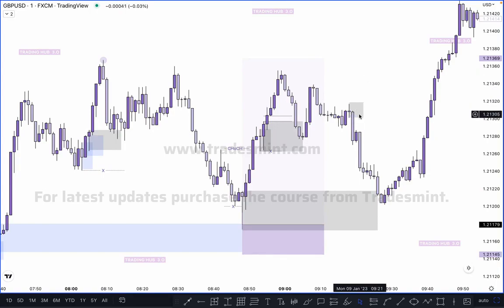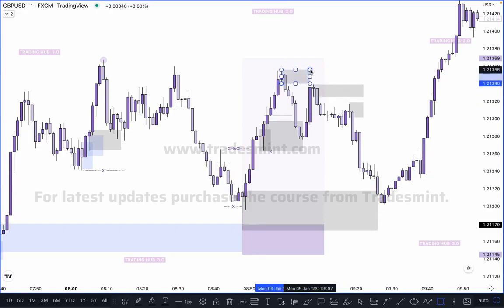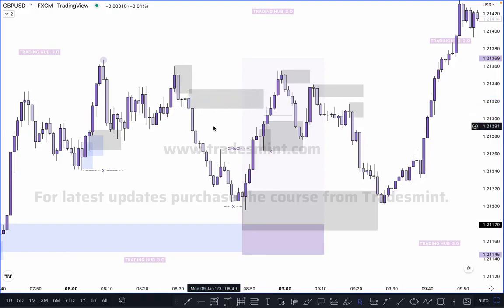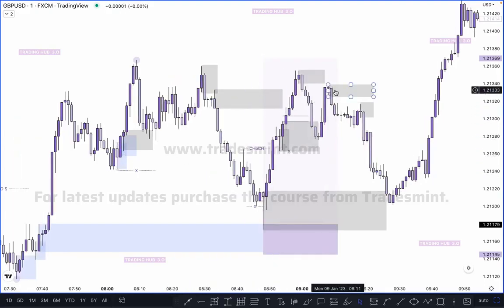This is a trap for smart money traders, and this one is also a trap, and this one is also a trap. These are all traps here. Why? Because momentum is bullish, so why are you selling here?